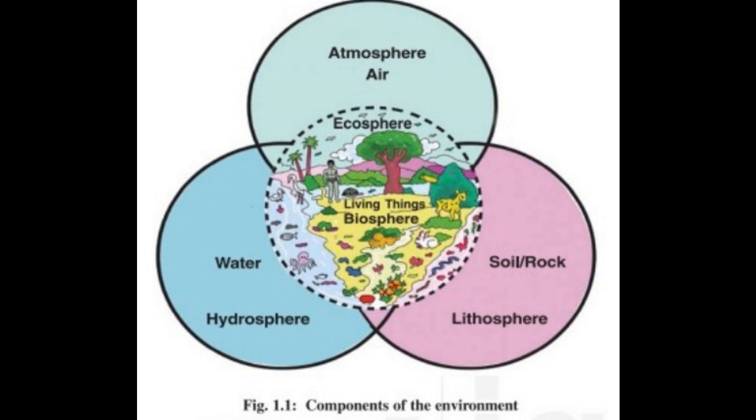Such temperatures allow living organisms to grow and flourish. The Earth's environment can be subdivided into the following 4 parts. Figure 1.1. 1. Lithosphere. 2. Hydrosphere. 3. Atmosphere. And 4. Biosphere. Let us discuss each one by one in detail. Figure 1.1. Components of the environment.